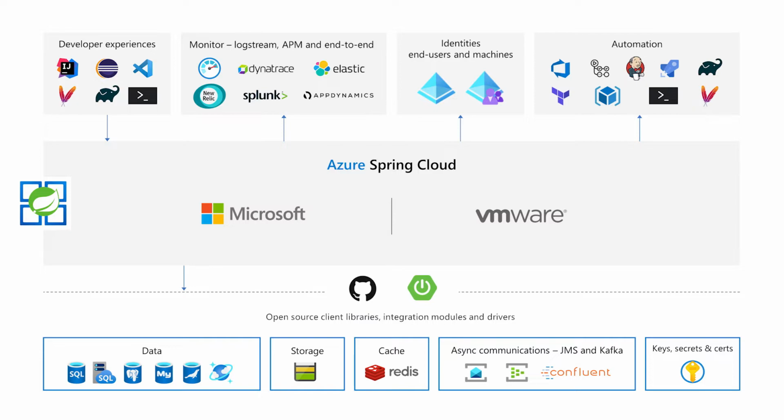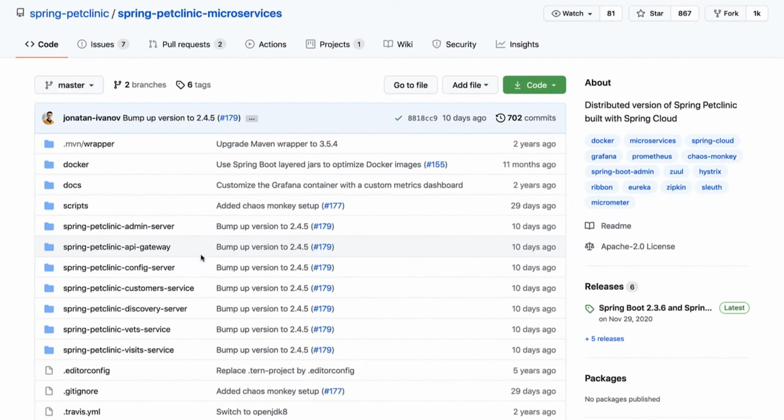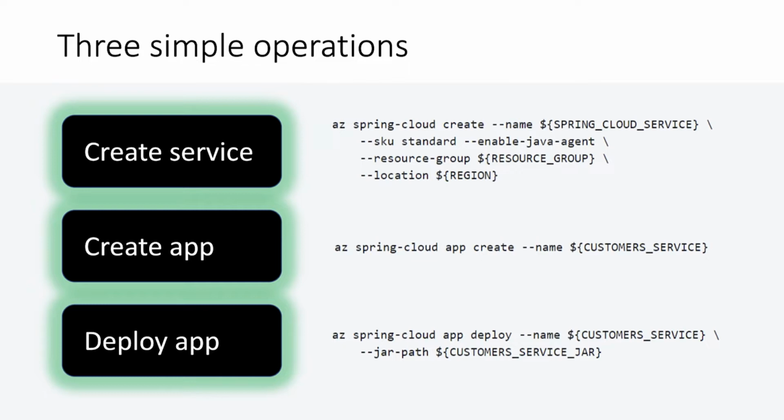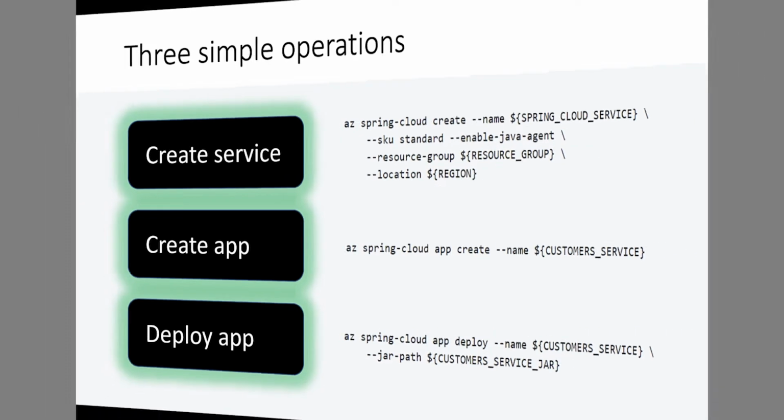I have an app composed of Java microservices, and I want to run them on Azure. This is a popular repo, the distributed version of Spring Boot Pet Clinic. You can see an API gateway as the entry point. The operator comes in, and there are three microservices and one Spring Boot admin server. We're going to deploy to Azure Spring Cloud. I took three simple steps to deploy to Azure Spring Cloud. I created the service, created apps, and deployed the jar files.